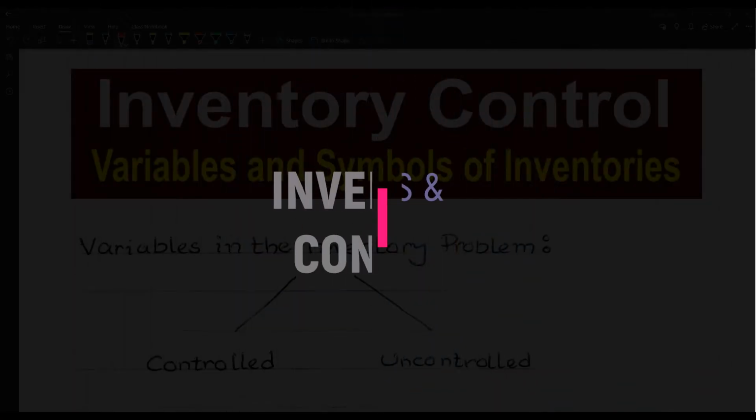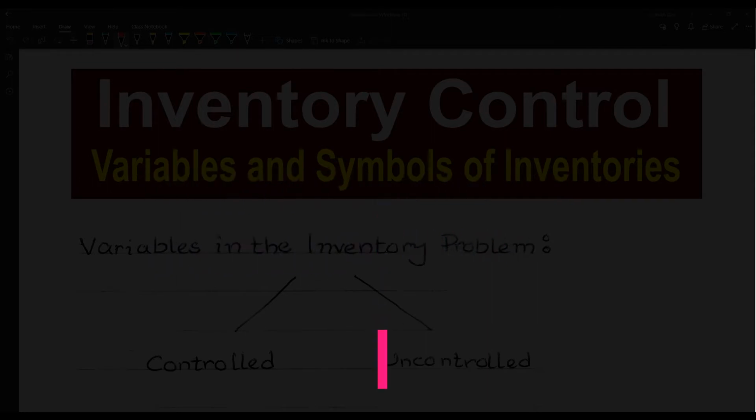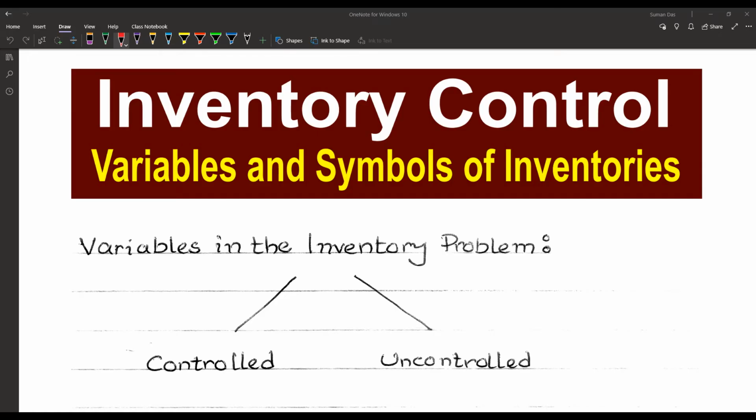Hello friends, today we will discuss the different types of variables in inventory control and also the symbols used for different types of inventory problems. Now, what are the variables in the inventory problem? There are particularly two types of inventory problem variables. Number one is known as the controlled and the second one is known as the uncontrolled.